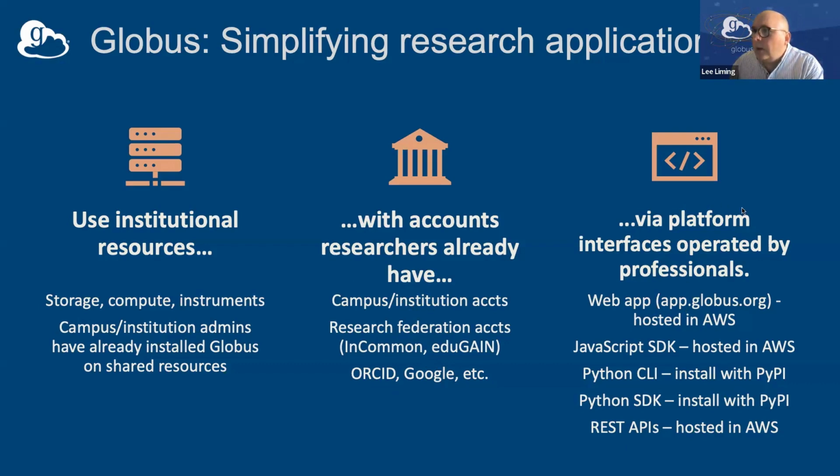And then again, everything that we provide is available as a platform, which means that as a software developer or a research software engineer, you can access all of this stuff using our APIs. And we provide the full suite of RESTful APIs, a JavaScript SDK for web applications that you develop, which is hosted in Amazon for you 24/7. Our Python command line interface that you install with the standard PyPI pip install or whatever Python installer you use. Our Python SDK, same distribution. And our web application, which is hosted in Amazon and is available all the time in your web browser.